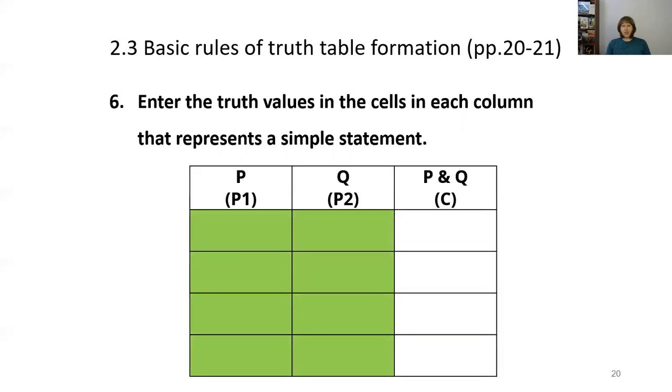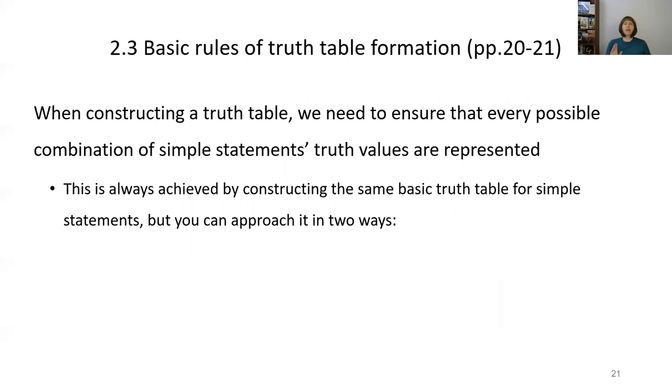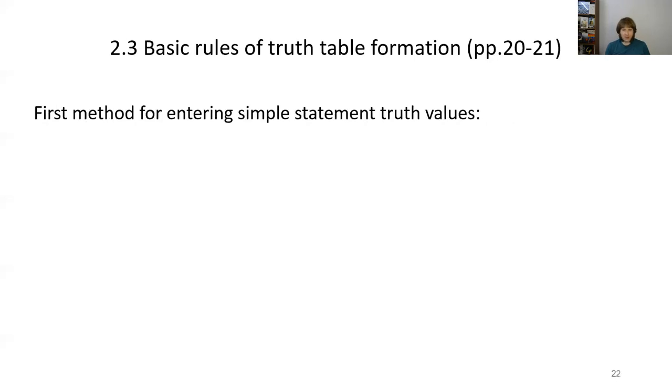So it's these two columns we need to fill in, the ones that just got shaded green, P and Q. How are we going to do that? Well, like I said, we've got these two ways, right? We want every possible combination of the simple statements' truth values represented on our table. So there's these two approaches, two methods that we can use. Either of them is perfectly fine. The first method works like this.